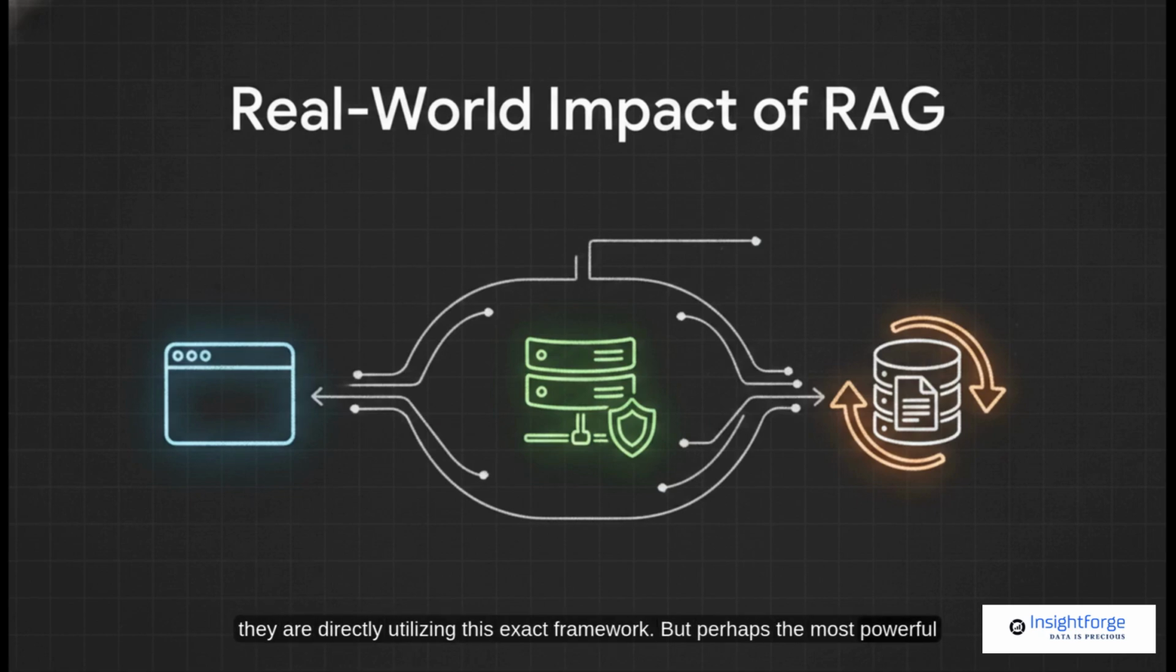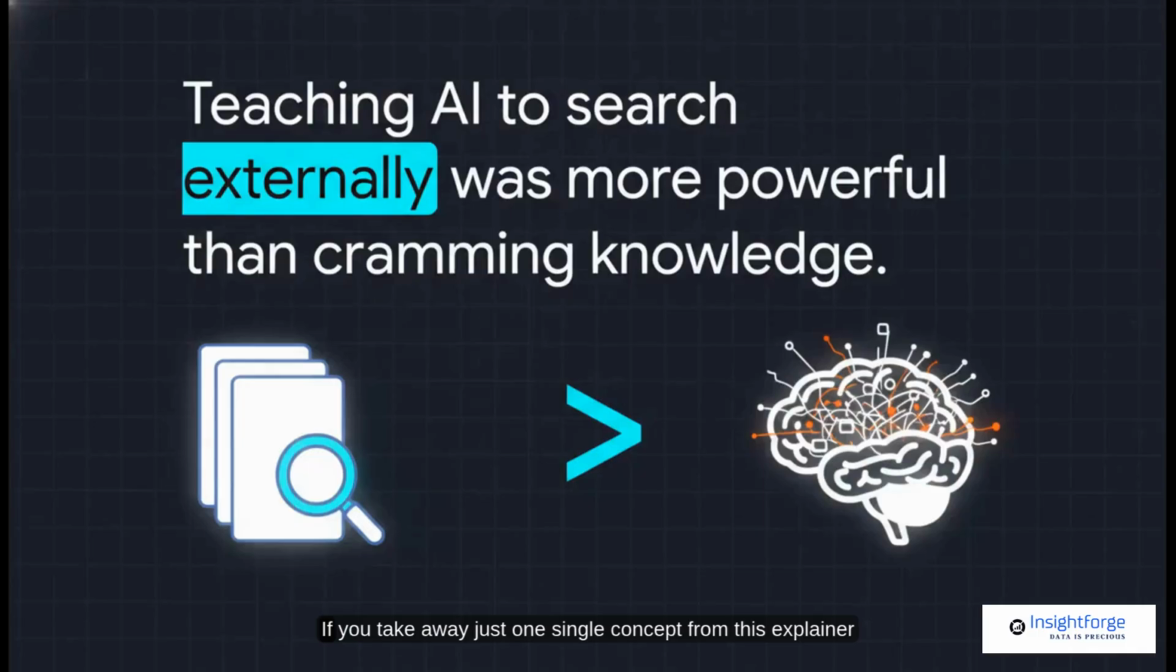But perhaps the most powerful feature for developers is the ability to hot swap knowledge. The researchers prove that if the world changes, say a new world leader is elected, you don't have to retrain your neural network. You literally just drop a new document into the database index, and the AI instantly learns the new fact.